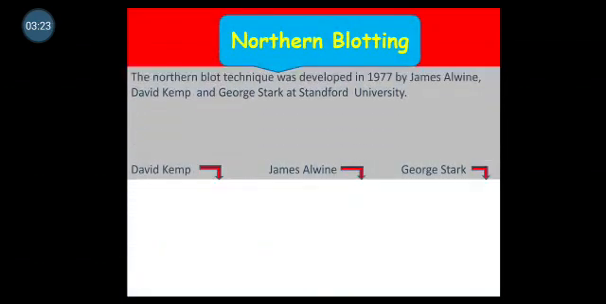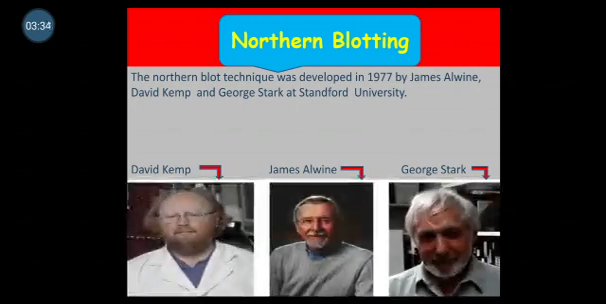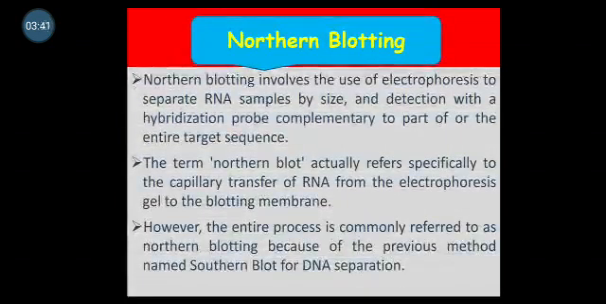Northern blotting is a technique which was developed in 1977 by James Alwine, David Kemp, and George Stark at Stanford University. These are three different scientists who invented this particular northern blotting technique. Northern blotting involves the use of electrophoresis to separate RNA samples by size and detection with a hybridization probe complementary to part of or the entire target sequence.